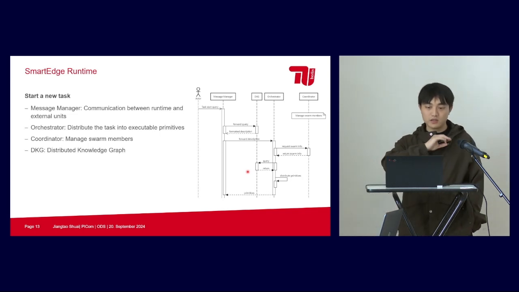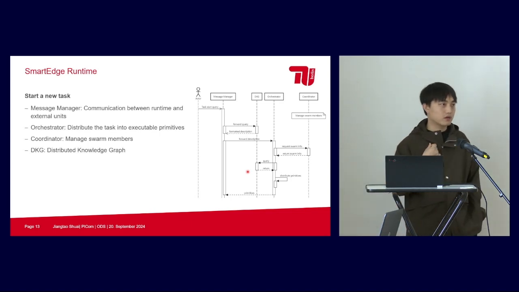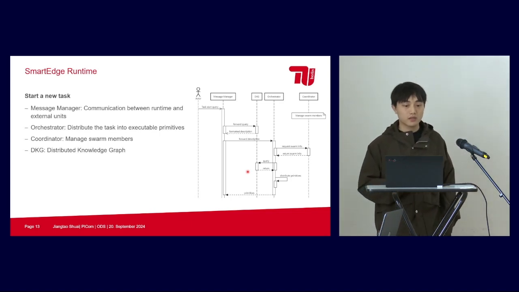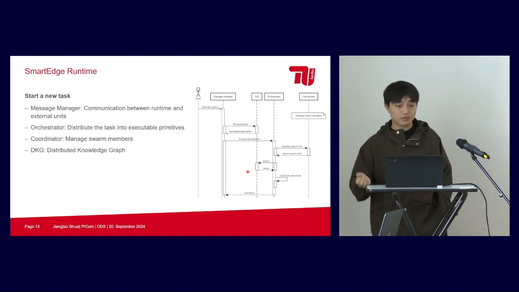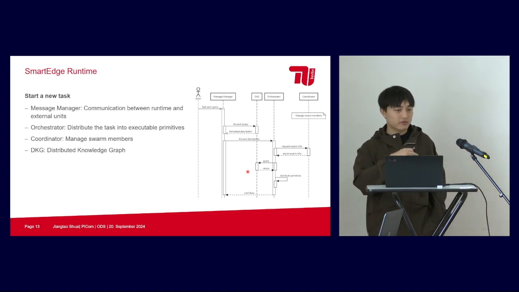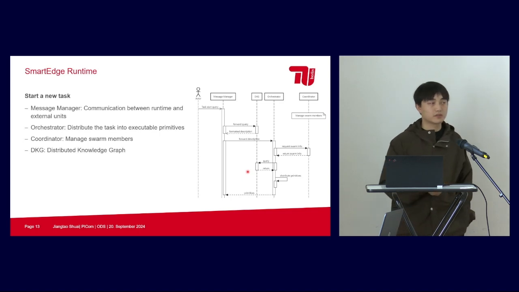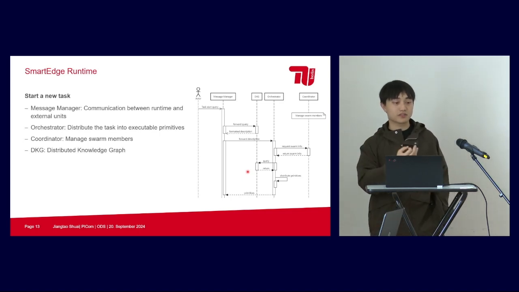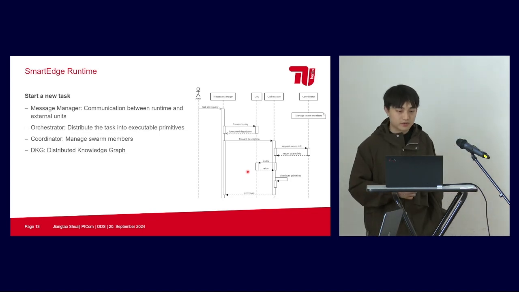For example, here we can forward to the DKG, and the DKG receives this query and will process it to give necessary information for the next steps. Again, this information is handed back to the message manager, and the message manager will forward it, for example, to the orchestrator. Now the orchestrator receives this big task. Now the purpose is to distribute it. But how? First, the orchestrator needs to ask the coordinator to get the Swan information.